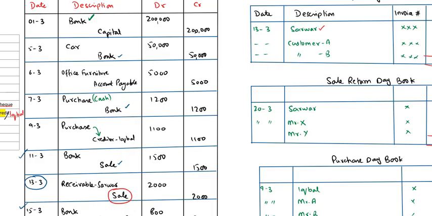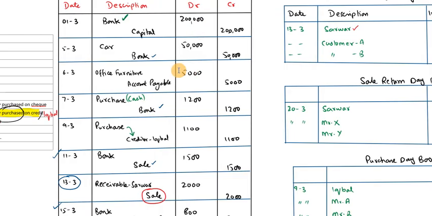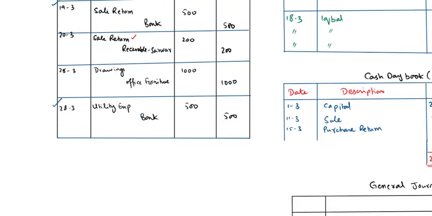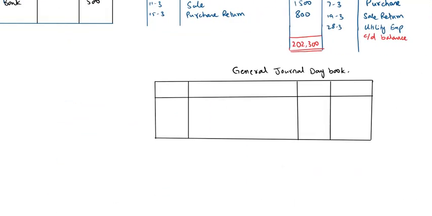which type of entry we have. So here is number one. There is no involvement of purchase return or sale return, that is the office furniture. Office furniture is a non-current asset, so the entry of a non-current asset will be recorded in the journal. So office furniture debit by 5,000 and account payable credit by 5,000. We will record this on 6th March. This is the date of recording office furniture. And remember one thing, in the journal we will record the entire complete entry.